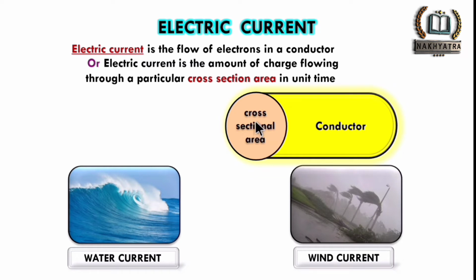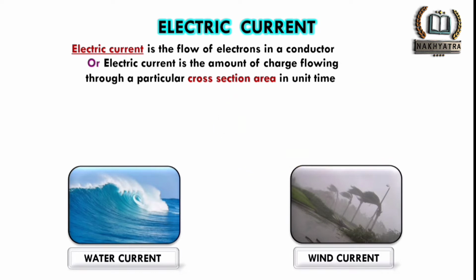Now going back to the definition, see the amount of charge flowing through a particular cross-section area. In this area, the amount of charge that will flow through in unit time will be your electric current.